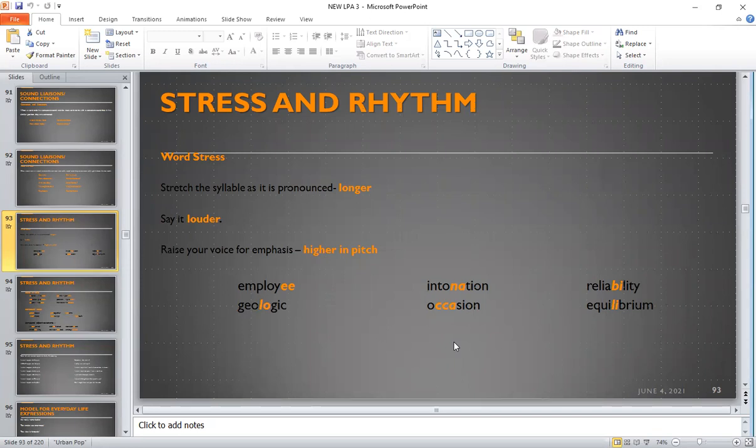Word stress. Stretch the syllable as it is pronounced, meaning you stretch it longer. Say it louder. Raise your voice for emphasis, higher in pitch. Samples that we have below: employee, geologic, intonation, occasion, reliability, equilibrium. You'd be able to see there that they put stress on parts of the word.